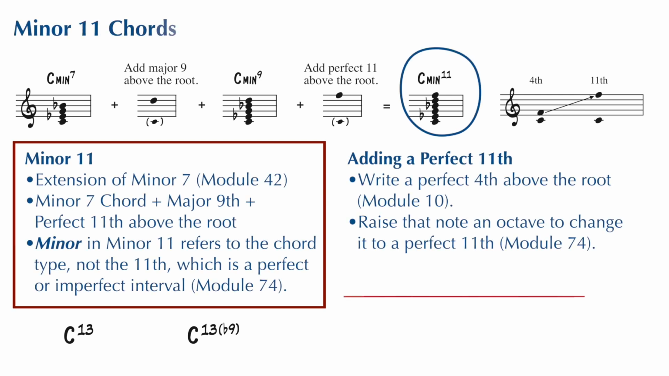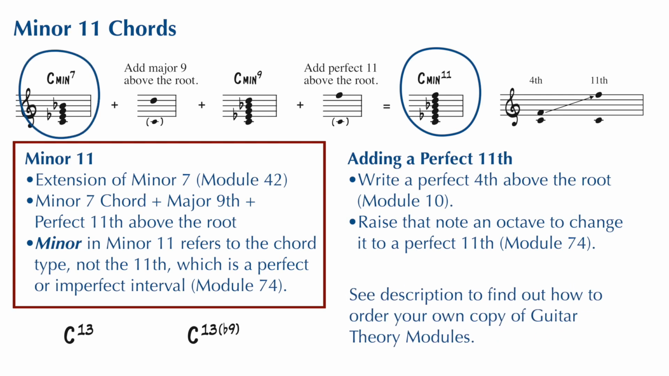The minor 11 chord is an extension of the minor 7 chord. Essentially, you're taking a minor 7 chord, adding a major 9 to change it to a minor 9 chord, and then adding the perfect 11th on top of that to make it a minor 11 chord. And the minor in minor 11 refers to the basic chord type, your minor 7. It does not refer to the 11th interval, which is a perfect interval. And if you need to, go back and review Module 74 for extended intervals.